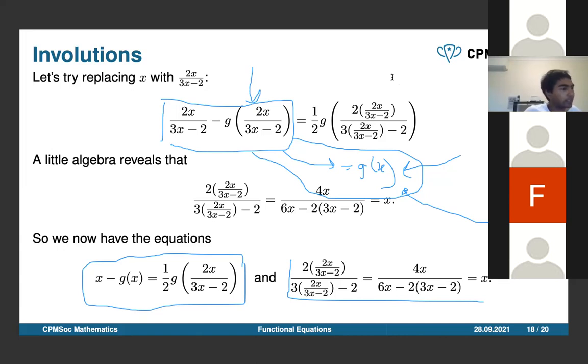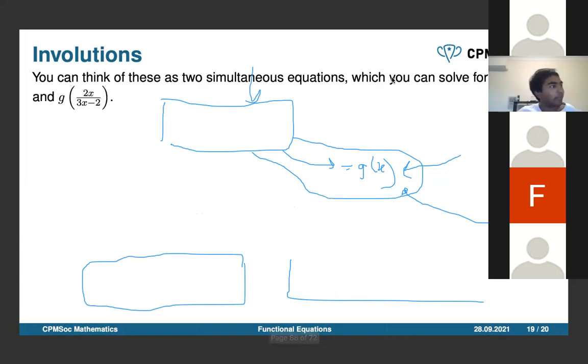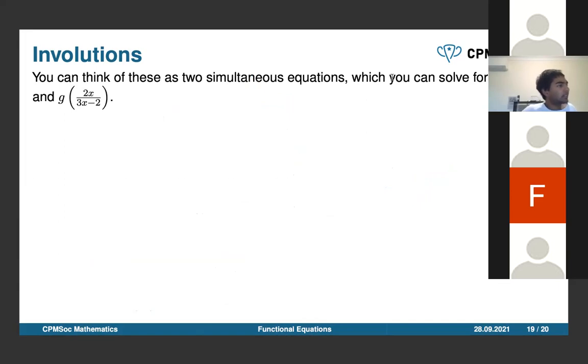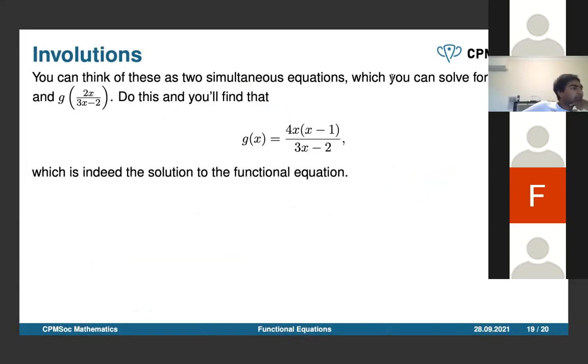Okay, so you go to the next slide. Two simultaneous equations, and if you solve them, you end up getting g of x is equal to 4x times x minus 1 over 3x minus 2. And just as for all the previous examples, you should check this is indeed a solution to the original equation, due to the losing of information when you make the substitutions. So that concludes this example for involutions.